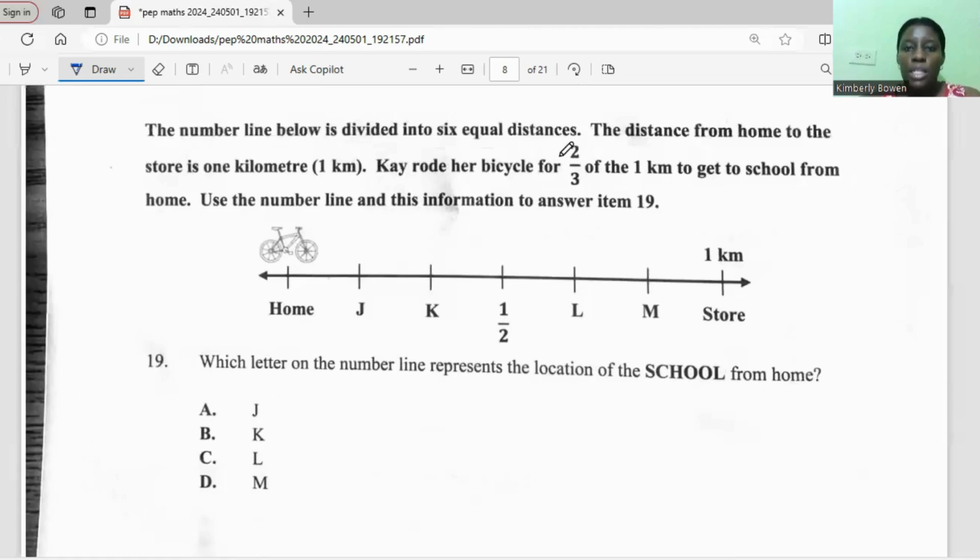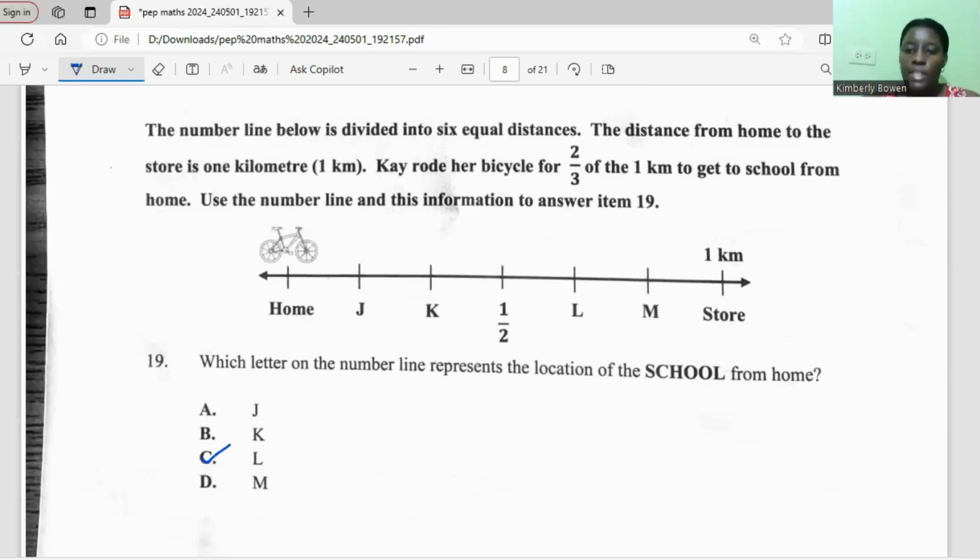So she rode her bicycle 2/3 of the 1 kilometer to get to school from home. And then you have a half here. So this is home, and this is the 1 kilometer. So you want 2 out of 3 parts. Let's count how many spaces are there. 1, 2, 3, 4, 5, 6. So we need to count out 4 spaces because that would be 2 over 3. 1, 2, 3, 4. So that's N.